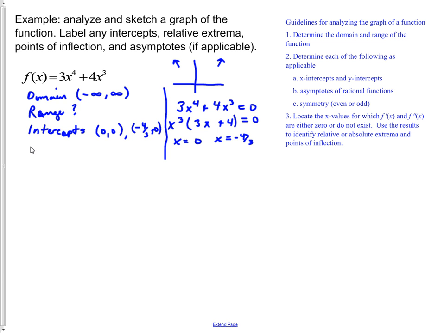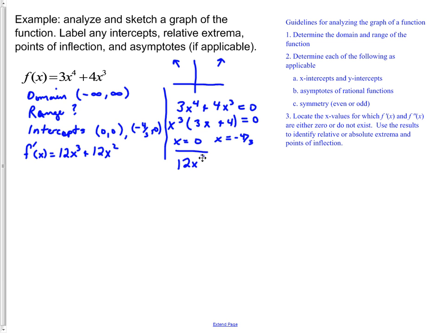So the next thing we're going to do is look at our derivatives. Well, f prime of x. F prime of x, the derivative, we can just use our power rule. Luckily, this is 12x to the third plus 12x squared. All right. Well, if we're looking for critical points right here, we want to find any critical points where the derivative is equal to 0. That's easily enough done here.